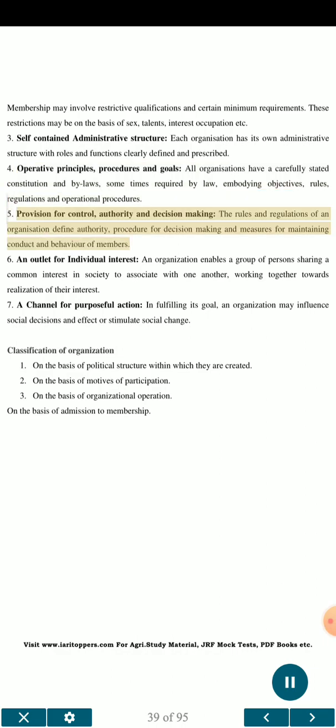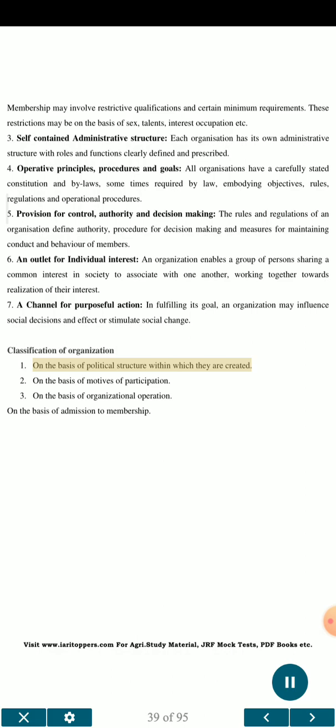5. Provision for control, authority and decision making. The rules and regulations of an organization define authority, procedure for decision making and measures for maintaining conduct and behavior of members. 6. An outlet for individual interest. An organization enables a group of persons sharing a common interest in society to associate with one another, working together towards realization of their interest. 7. A channel for purposeful action. In fulfilling its goal, an organization may influence social decisions and affect or stimulate social change.